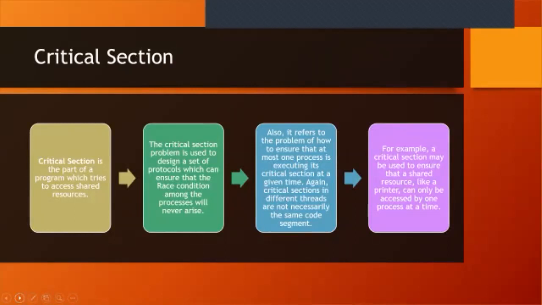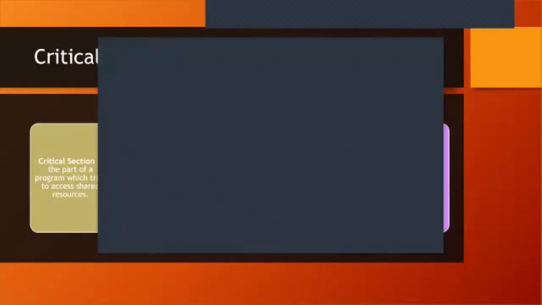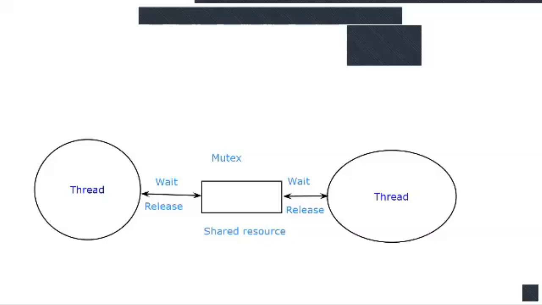Let us draw one diagram of the critical section. So I am going to my whiteboard. Let us draw something. Now we will write do. Wait, just wait for one minute.